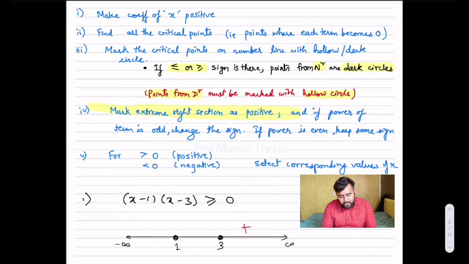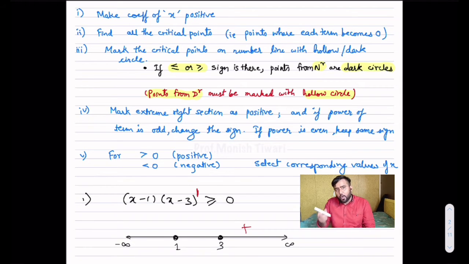Mark the extreme right as positive. Now moving towards the left, I will come across this number 3. This number is obtained from this term here, x minus 3. Check the power of x minus 3 entirely. So if you look, the power of x minus 3 here entirely is nothing but 1.